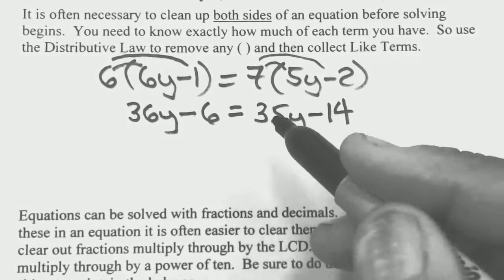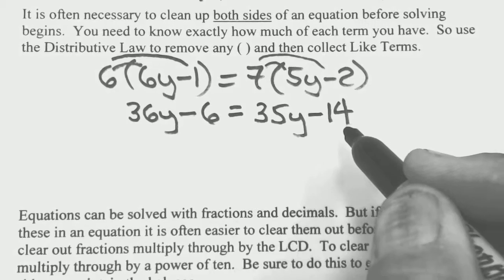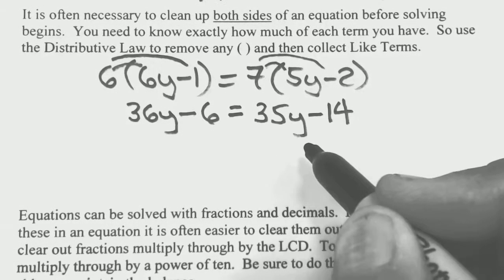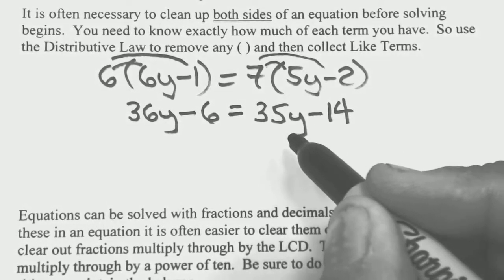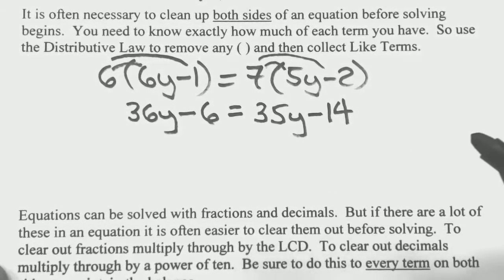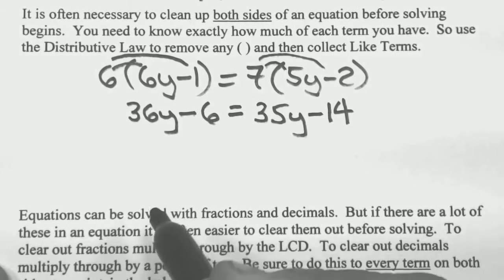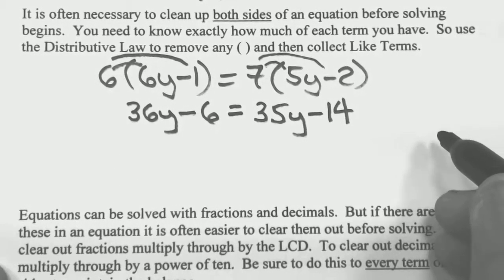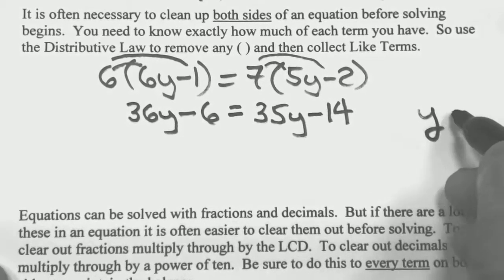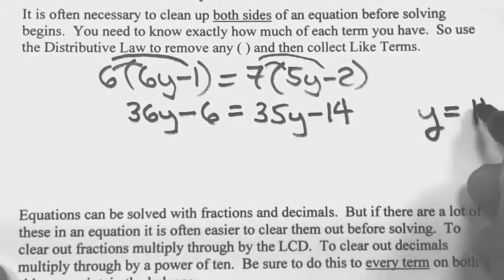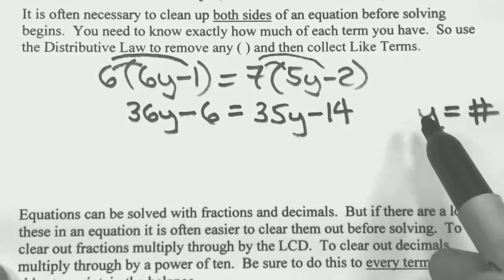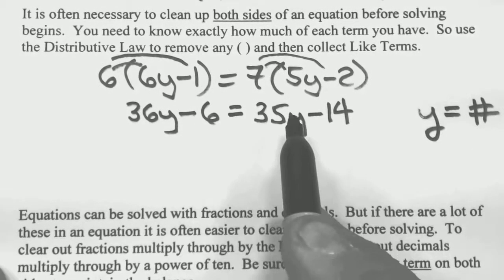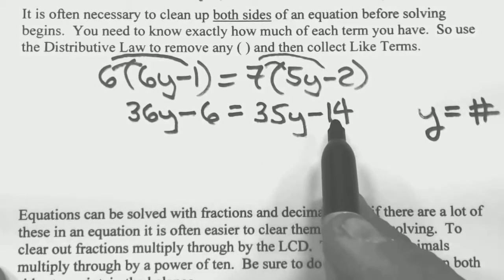Okay, well, now I know exactly how much of each term I have. I've used the distributive law to get rid of the parentheses, and now I'm ready to solve. The next thing we do here is figure out who we have to move. Our goal, of course, is y equals whatever number the answer happens to be. In other words, I only want y terms on the left side. I only want number terms on the right.